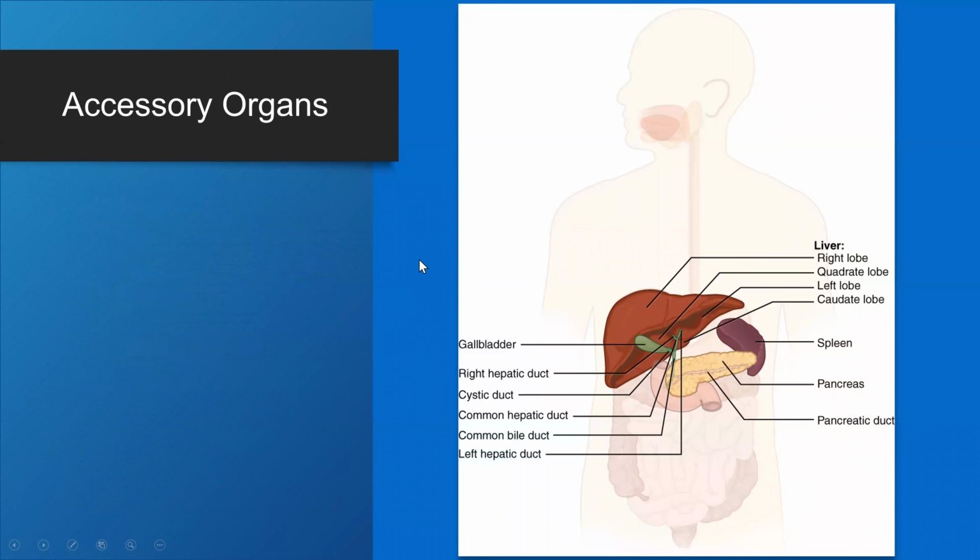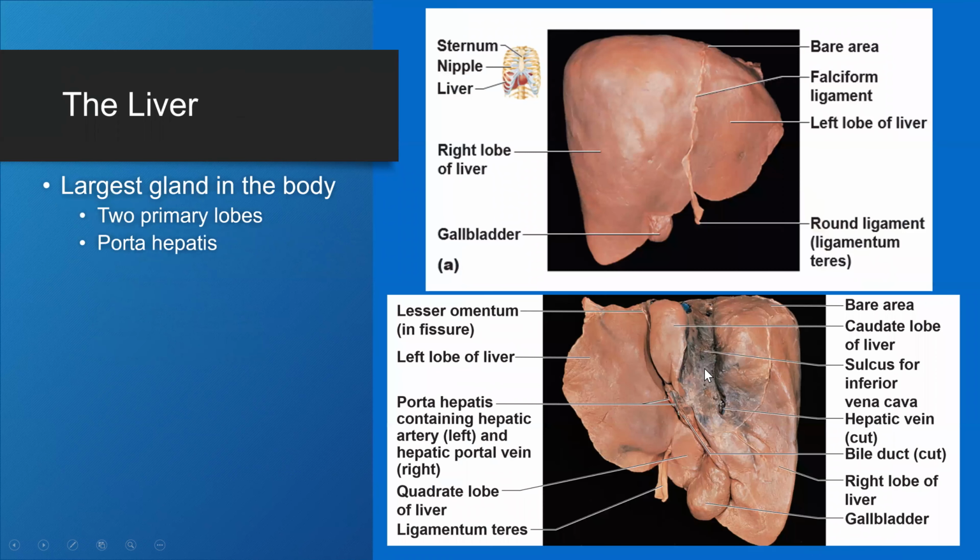And we moving to accessory organs, so we already cover teeth and tongue and salivary glands, right? Those are also accessory organs. Now we are talking about accessory organs within abdominal cavity: liver, gallbladder, pancreas. So liver, largest gland in the body. It has 4 lobes, 2 primary lobes, right lobe and left lobe. And here's our falciform ligament that kind of continues into round ligament. So that's a fold of the mesentery.